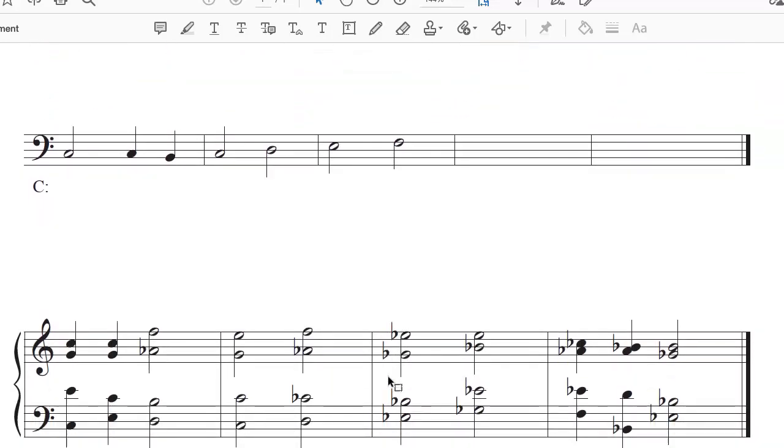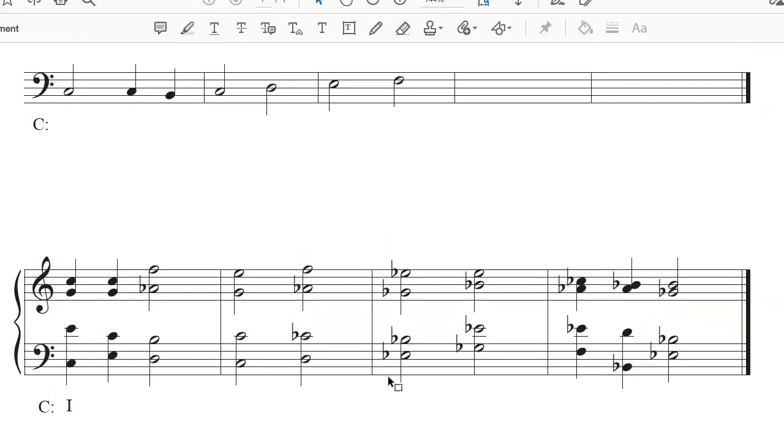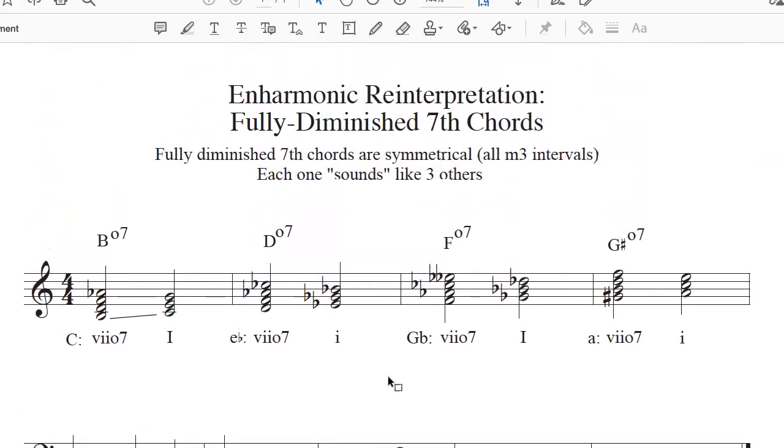We are also going to talk about analysis. We're going to look at a phrase of music that modulates using this procedure, and I'll talk to you about how to recognize that process when it's happening and how to label it successfully in your analysis. Before we get into that, let's quickly review the symmetry of this chord.